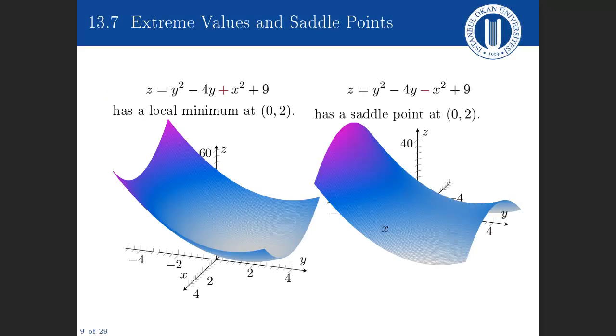Now I'm going to show you the graphs of these two functions. On the left, we have the function that we looked at first. We've calculated that this must have a local minimum at the point (0, 2). Look at the picture, it does. And on the right, we have a function where we said it must have a saddle point at the point (0, 2). And now we can see from the graph that that's true. It does have a saddle point at (0, 2).